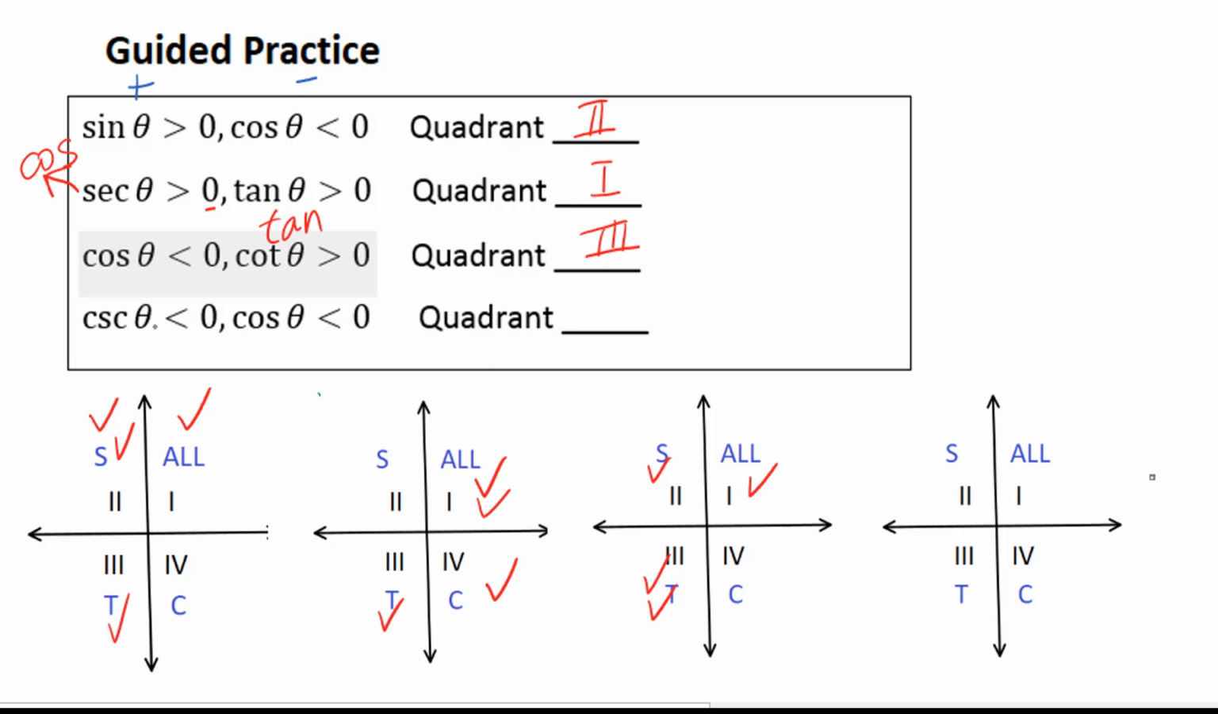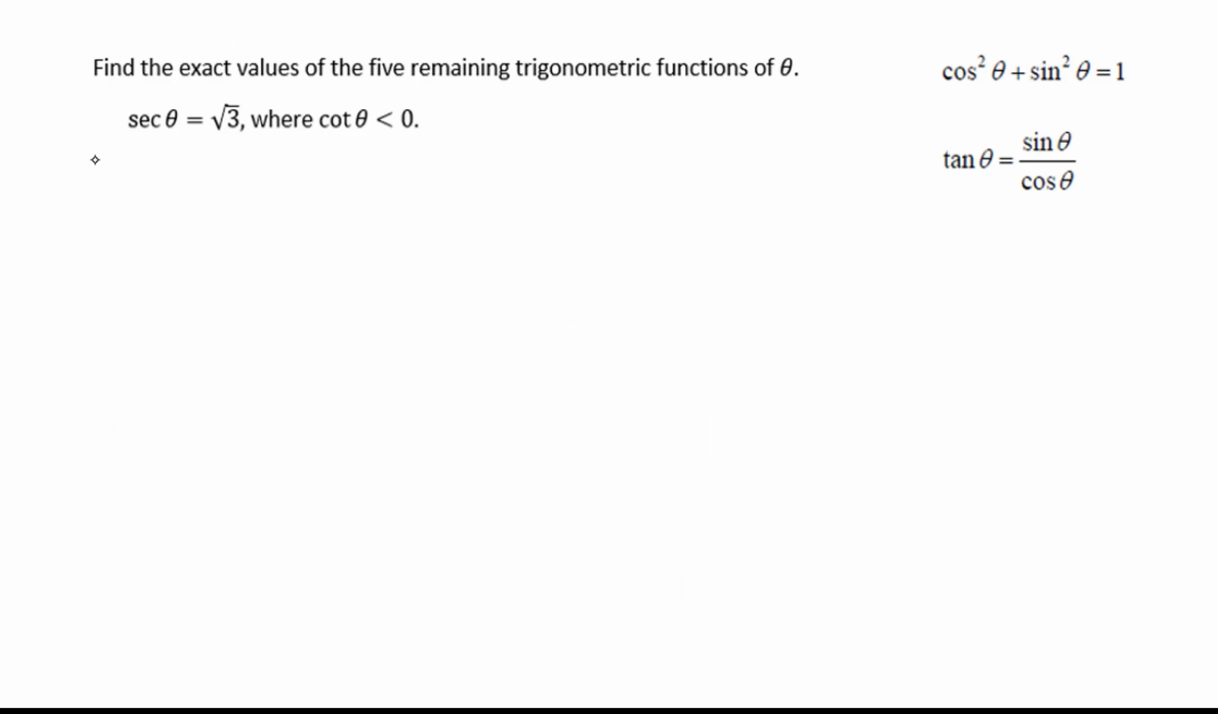Last one. Secant theta less than 0. The reciprocal will be cosine theta less than 0. So we have ST. Cosine is negative. So we get the third quadrant.